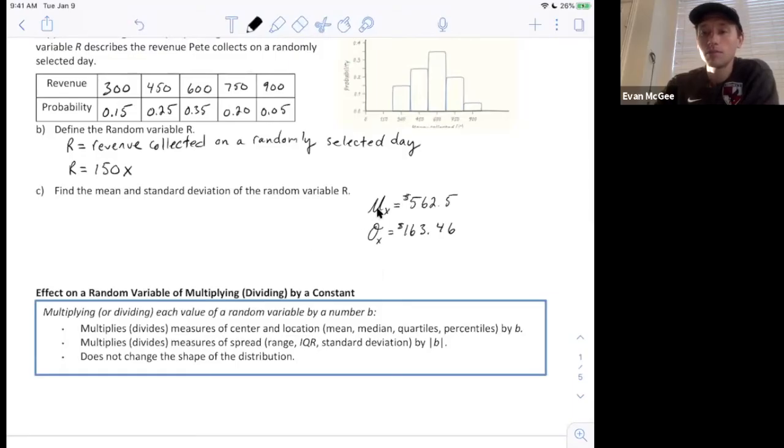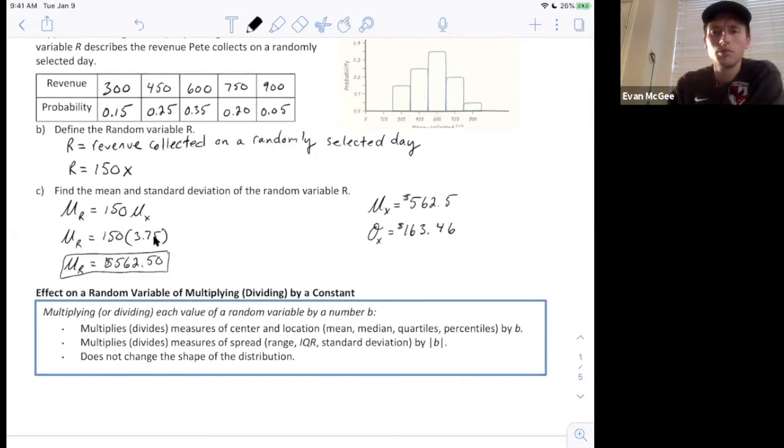So you can see I've copied the mean and the standard deviation from the calculator. But I want to show you that you don't have to use a calculator. You can find the mean and the standard deviation of the transformed random variable that's multiplied by 150. Since multiplication changes the measures of location, center, and spread, I'm just going to multiply the mean of x times 150, and that will give me the mean of r. And so 3.75 was the mean of random variable x. Multiplied by 150, you get 562.5, which is what was shown in the calculator.